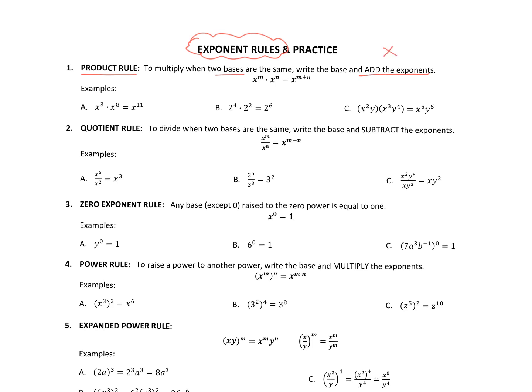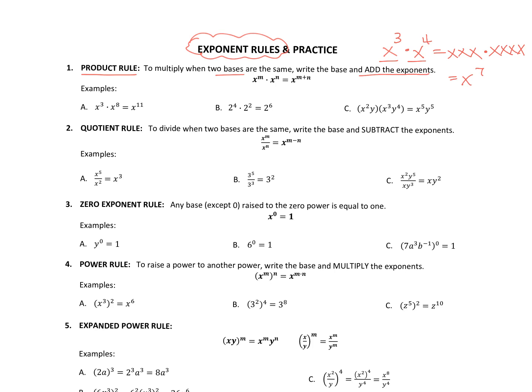If I have x to the third times x to the fourth, let's think about what that is. That is x times itself 3 times, that's my x cubed, times x times itself 4 times, 1, 2, 3, 4. That is x times itself 7 times. That's why the shortcut for when we are multiplying like bases is to add the exponents.